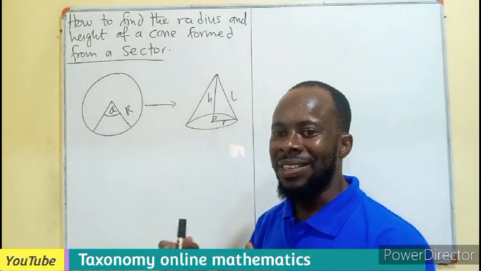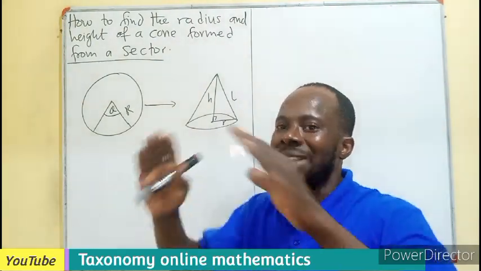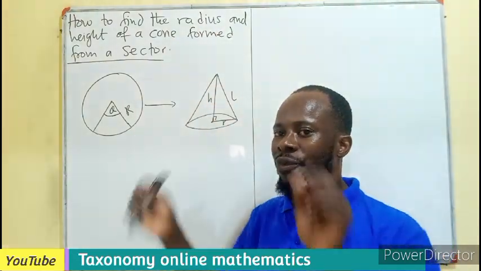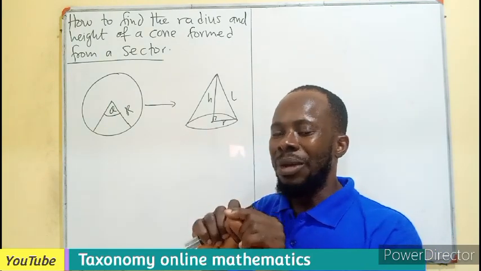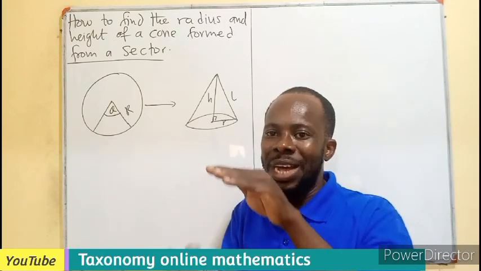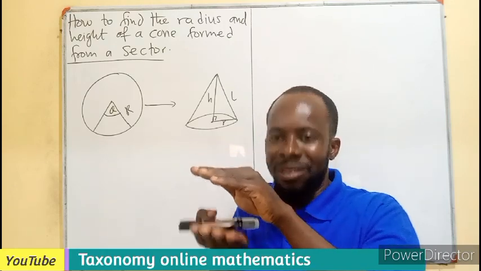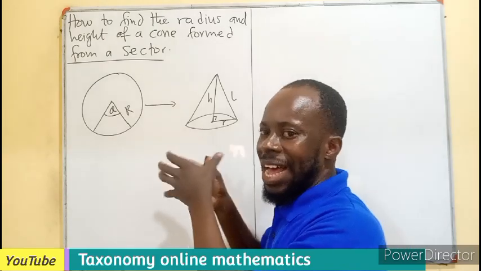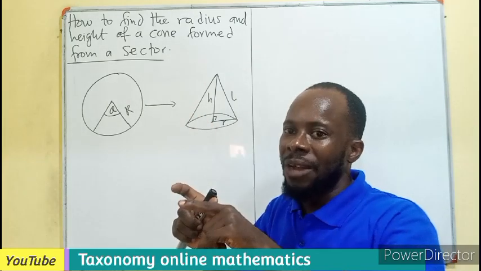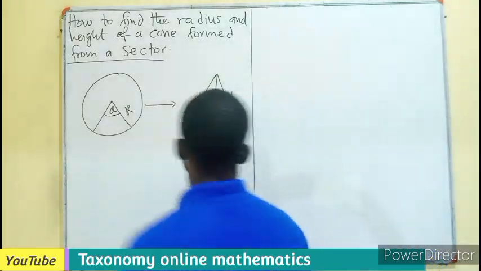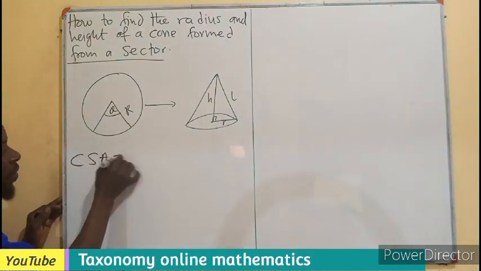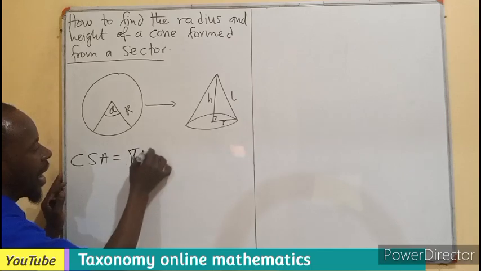Now, there are times that a sector of a circle will be cut out to produce a cone. When they cut out a sector and you fold it, you can form a cone. But this is going to be a hollow cone, meaning there won't be any circle used to cover the base. So in this case, the total surface area is basically the curved surface area. We know the curved surface area of a cone is given by pi r what?